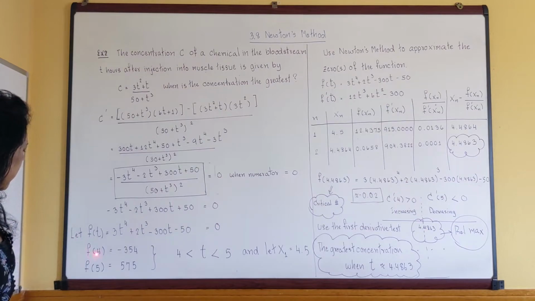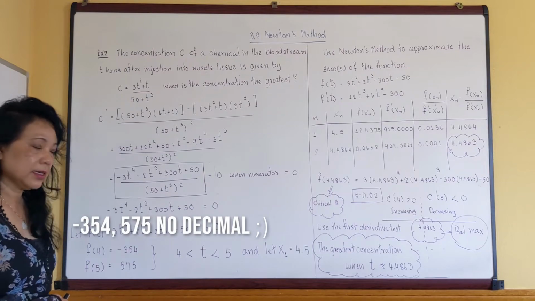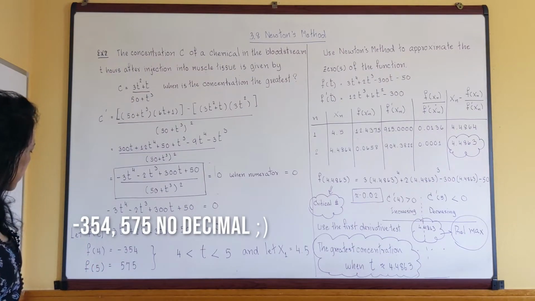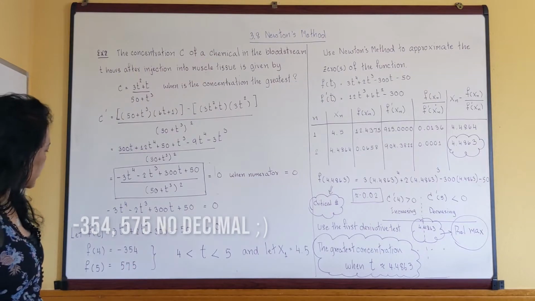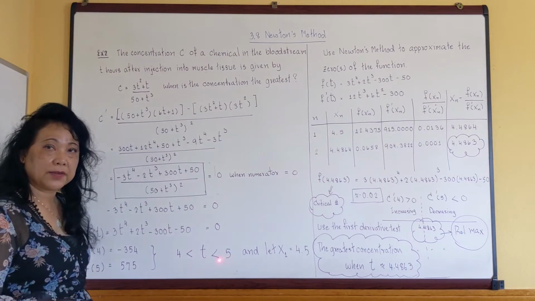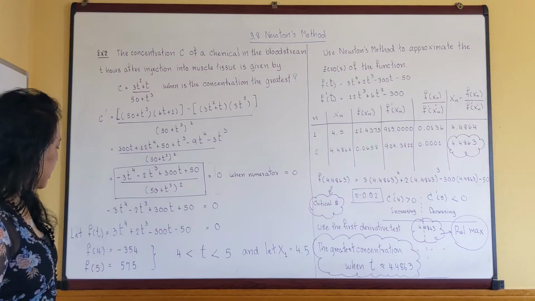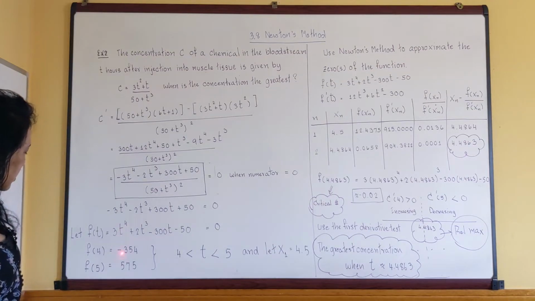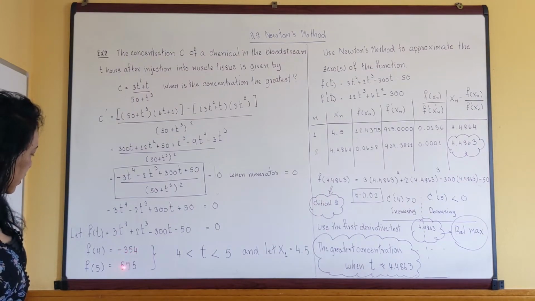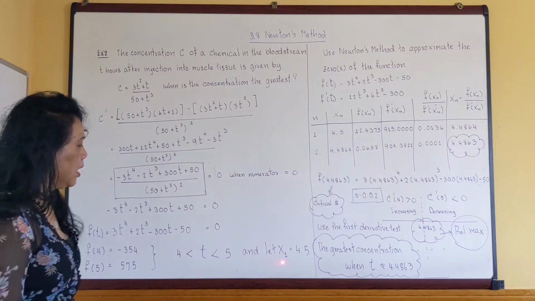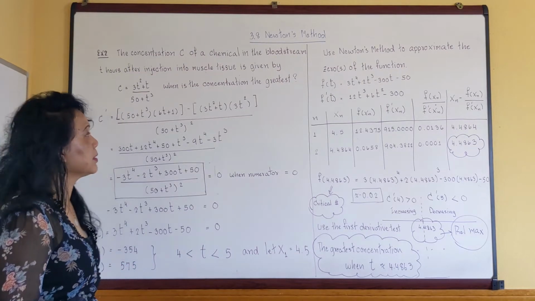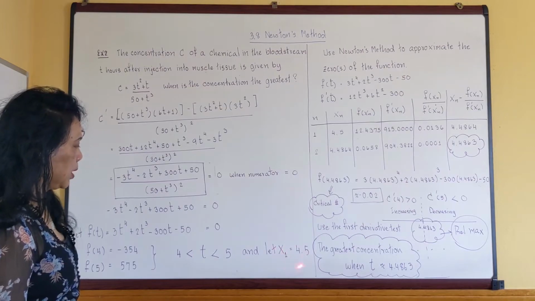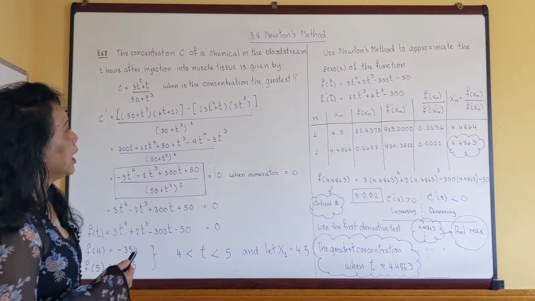I substitute 4 for t, I get negative 3.54. I substitute 5 for t, I get 5.75. So my t is between 4 and 5. But instead of starting from 4, because it's from negative 3.54 to 5.75, I'm going to start from 4.5. You can start anywhere you like, but I think that's probably a good place to start.